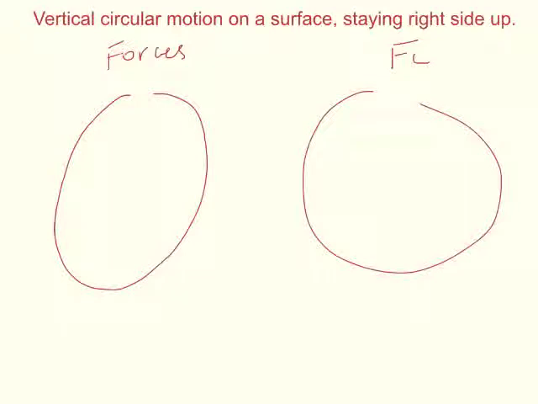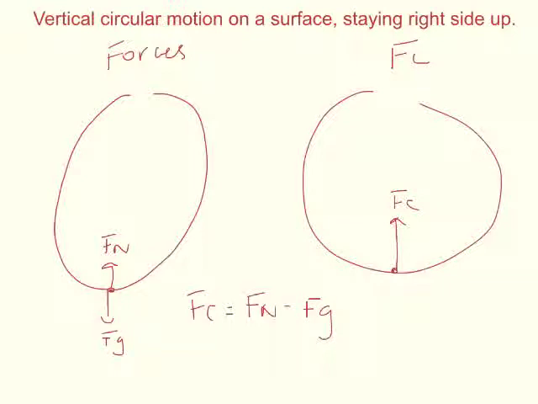Okay, let's talk about vertical circular motion on a surface, but you stay right side up. This is absolutely identical to a car driving on a hill or at the bottom of a hill. So at the very bottom, we have Fg and Fn, and our Fc is going to point towards the center of the circle. So Fc is equal to Fn minus Fg.